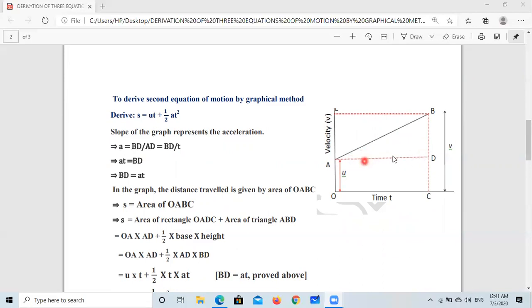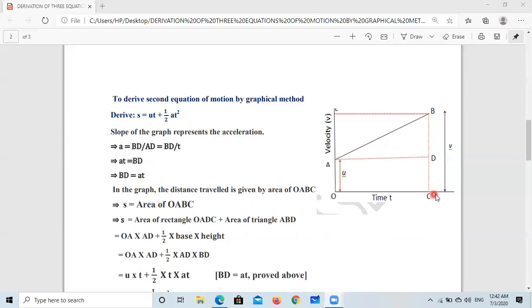BD upon T, so BD equals 80. Now, the distance traveled is given by the area OABC. This can be written as the area of rectangle OADC plus the area of triangle ABD.